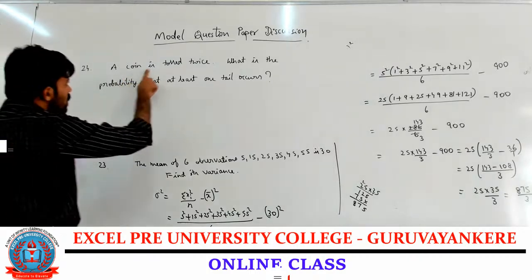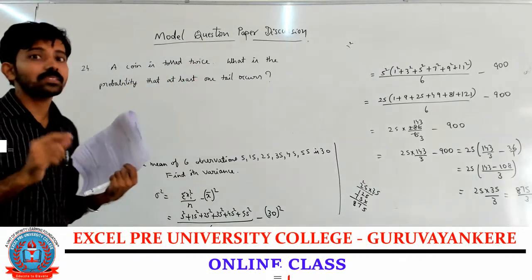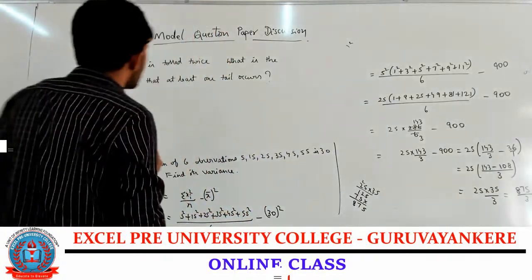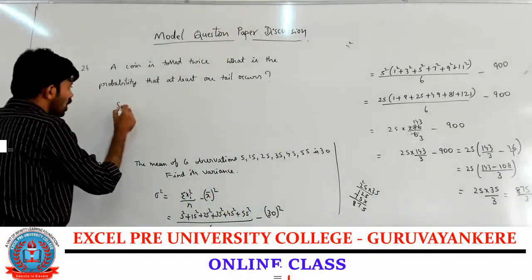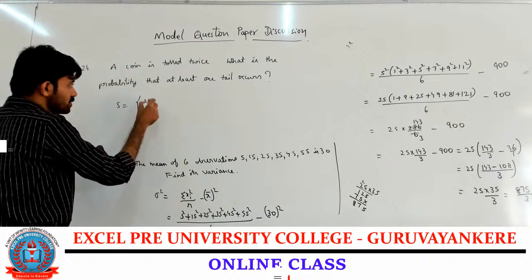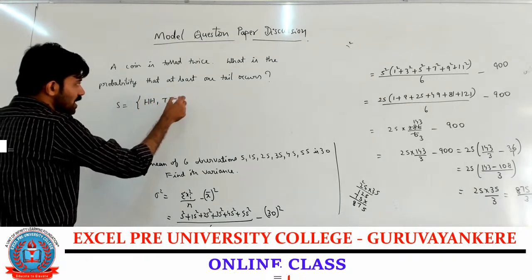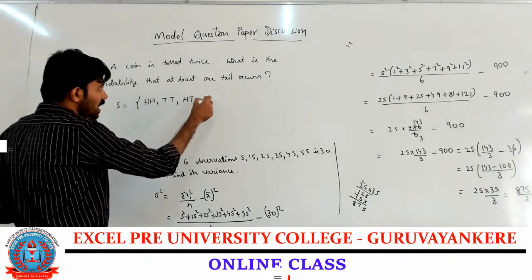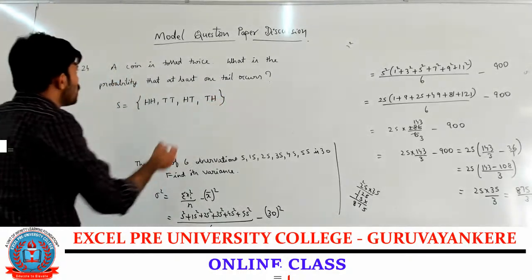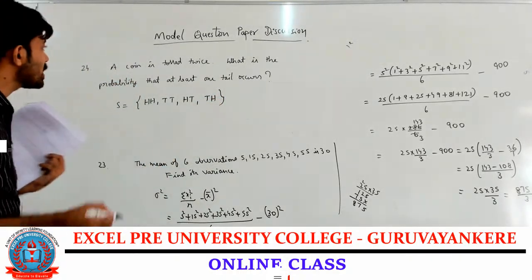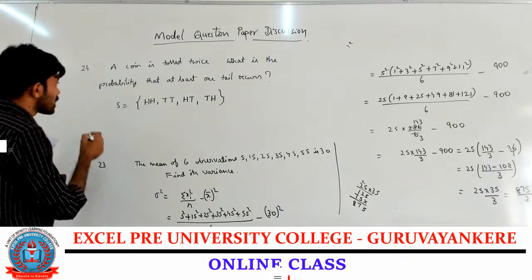A coin is tossed twice. When a coin is tossed twice, write the sample space. Sample space is the set of all possible outcomes. Both the times it can be head, both the times it can be tail, or it can be head tail or tail head. What is the probability that at least one tail occurs?